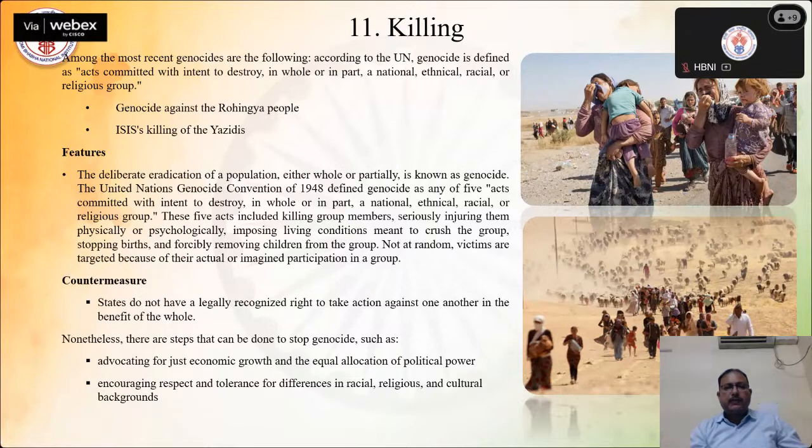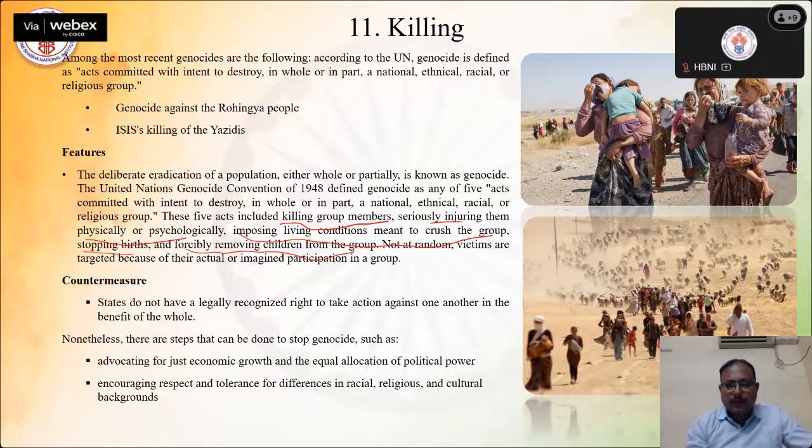The UN Genocide Convention of 1948 defined genocide as any of 5 acts committed with the intent to destroy, in whole or in part, a national, ethnic, racial, or religious group. These 5 acts included killing group members, seriously injuring them physically or psychologically, imposing living conditions meant to crush the group, stopping births, and forcibly removing children from the group. You can see the 5 parts very clearly written over here.